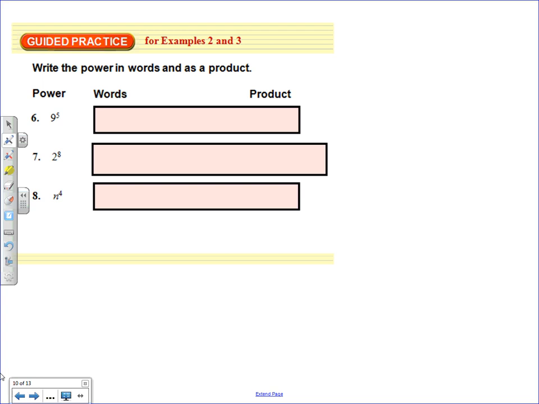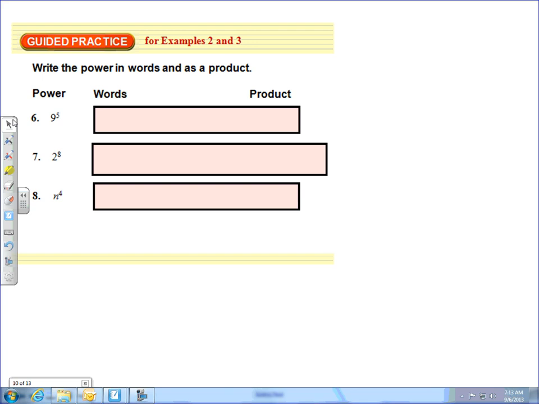So you're going to hear me say the words directions, directions, directions, because if you don't follow the directions, you're likely to get the wrong answer. The directions in this case say write the power in words and as a product. So there's nothing that says solve or evaluate. So actually for example 6, 7, and 8, we will not be doing any math. We're going to be doing just a little bit of English by writing the power in words and then expressing it as a product. If you recall, product is a multiplication problem.